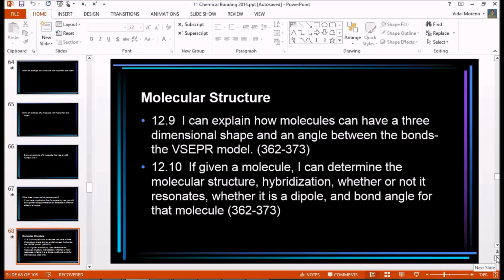And number 10, if given a molecule, I can determine the molecular structure, hybridization, whether or not it resonates, whether it is a dipole, and the bond angle for that molecule. Okay, yeah, right now that's a no, but just give me a few minutes.